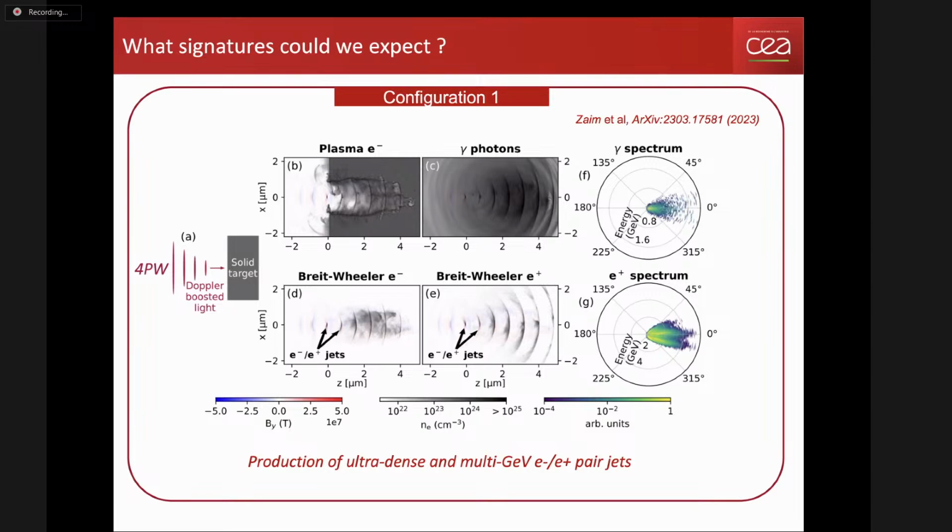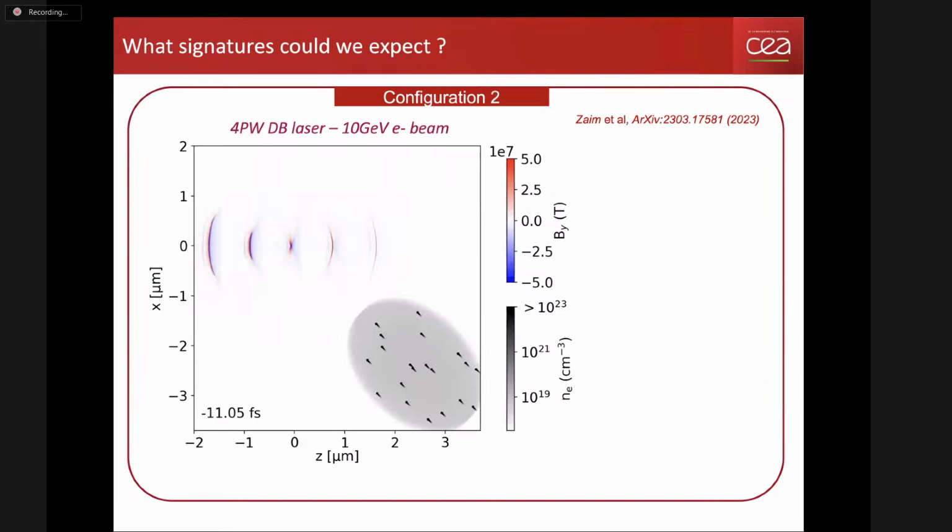And if you look at density, you can see you can reach 1,000 times the solid density on this plot on the color scale for the positron beam, which is the highest density you could get in the laboratory with a Doppler boosted beam compared to other techniques.